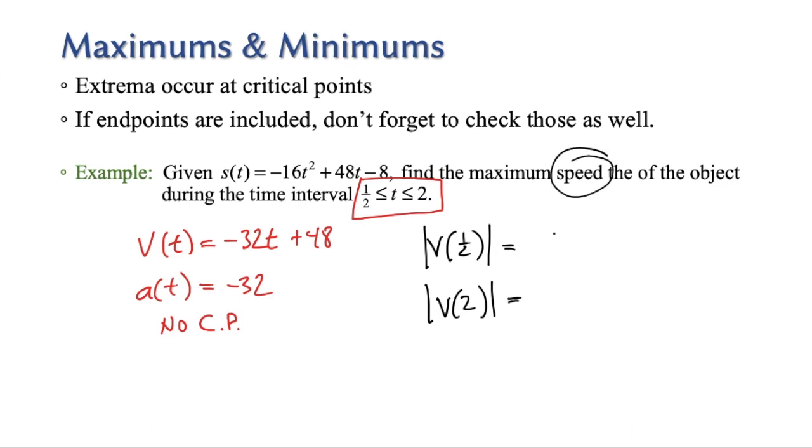If I plug 1/2 into our velocity, we get a value of 32. And if I plug 2 into velocity, we get a value of 16. So that tells me that the maximum speed is going to happen at time equals 1/2, right at the beginning of the interval, and the speed was 32.